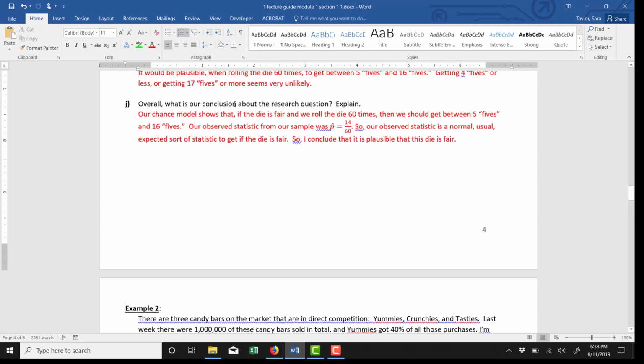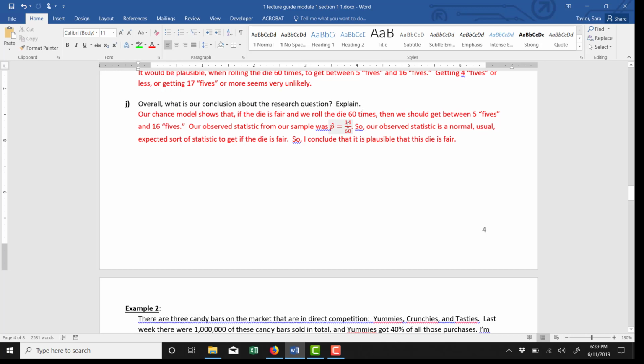So overall, what would our conclusion about the research question be? Our research question was, is this die fair? Is this die rolling 5s a sixth of the time in the long run? So notice then, our chance model shows that if the die is fair and we roll the die 60 times, then we should get between 5 5s and 16 5s. That was the normal, usual, expected sort of statistics to get.